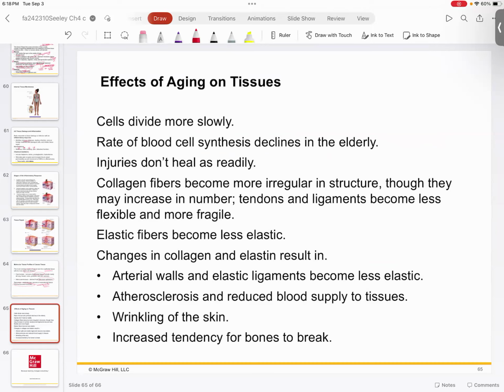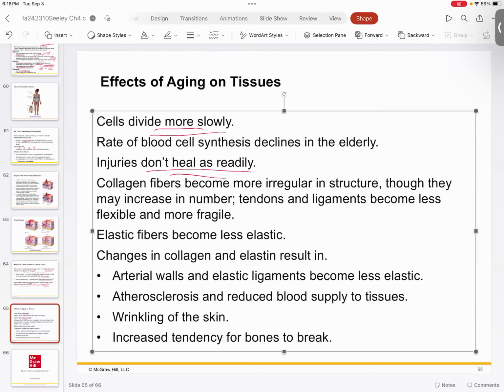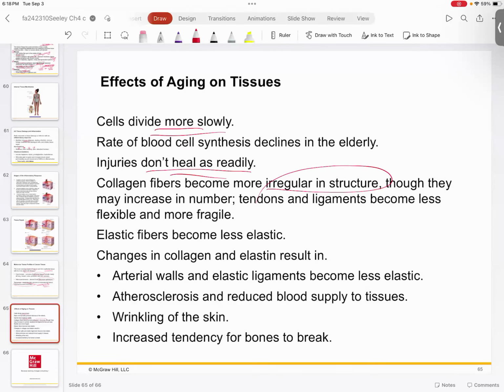So aging, well, pretty much in a nutshell, everything gets less efficient with age. As we get older, things get less efficient. For instance, cells divide more slowly, so we have cell replacement more slowly. That means that we don't heal as readily because those cells are not dividing as quickly. Collagen fibers become more irregular in structure, and so they don't work as well. That's the reason why our joints break down as we get older, because we have tendon issues, ligament issues, things like that. Our connective tissue just starts to break down. Our elastic fibers become less elastic.